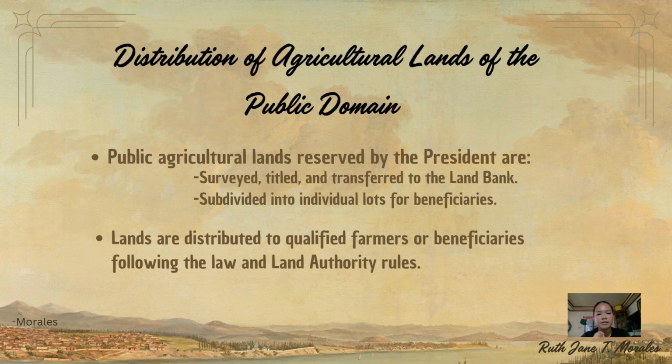So now let's talk about the distribution of agricultural lands. This means that when public agricultural lands are made available, they are first surveyed and titled by the government. Then they should be turned over to the land bank. The land bank's job is to divide these large lands into smaller lots and distribute them to farmers who qualify as beneficiaries. This aims to give farmers the chance to own or manage the land they actually work on. It promotes fairness and reduces poverty among the workers.